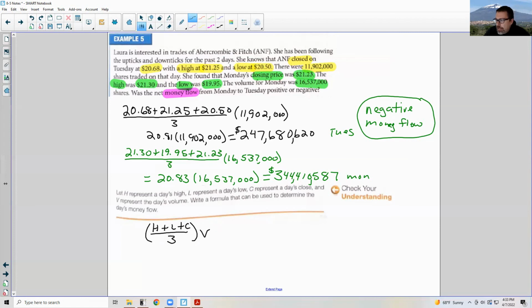And that's the end of lesson 8.5, stock market ticker. So hopefully you understood all of this. It's pretty important information if you're going to be trading stocks.